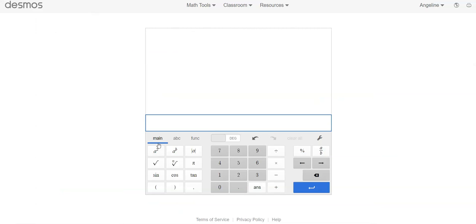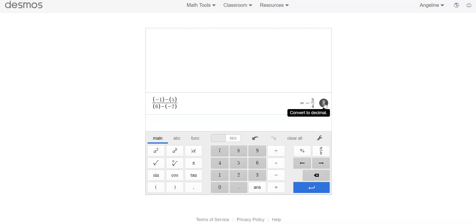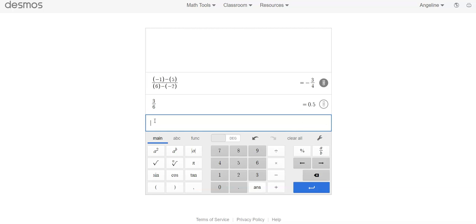So I'm going to go ahead and just run this through the calculator to show you. Now what I get is negative 0.75. But if you click this right here, this circle, it will convert it to a fraction for you or back to a decimal as needed. So keep in mind that that feature is there for you. You can also use that feature to simplify fractions. So we have 3 over 6, we get 0.5, we simplify it to 1/2.